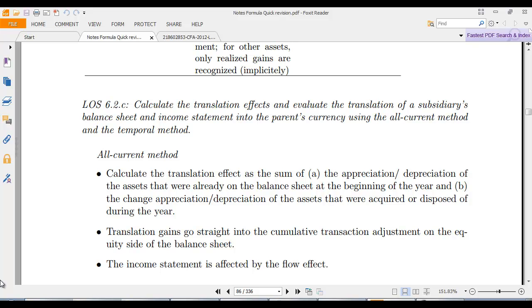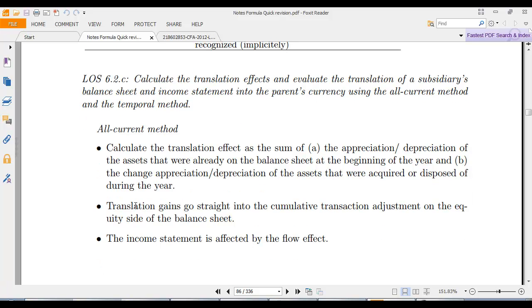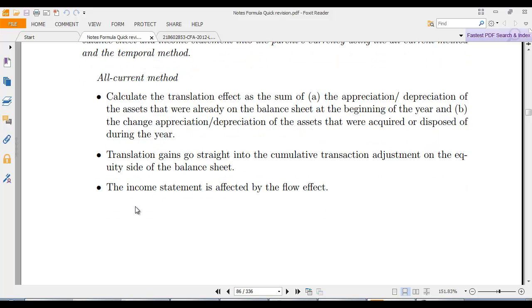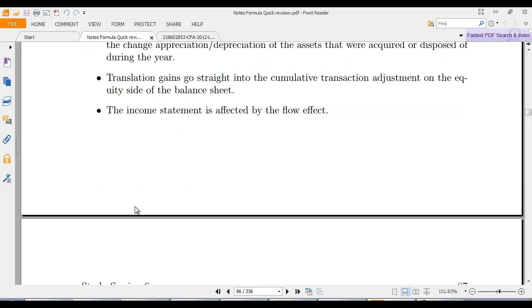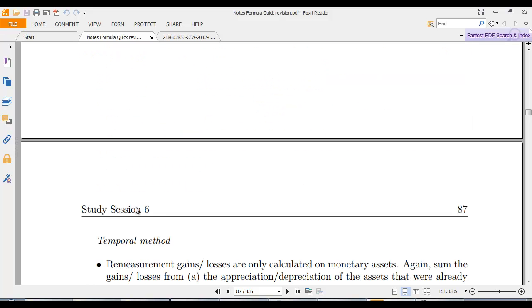All current method. Calculate the translation effect as a sum of the appreciation or depreciation of assets that were already on the balance sheet at the beginning, and the change in appreciation from assets acquired or disposed of. Translation goes straight into the cumulative translation adjustment on the equity side of the balance sheet. The income statement is affected by the flow effect.